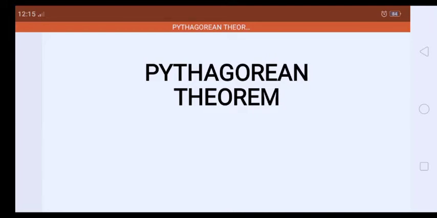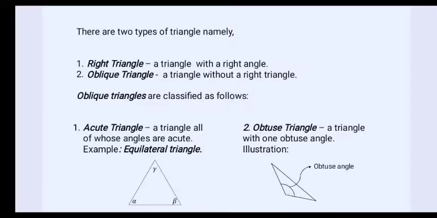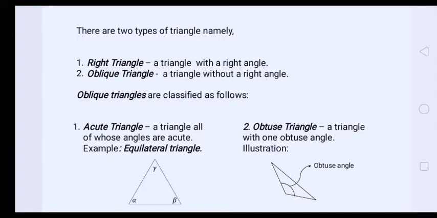Class, this time let us discuss the Pythagorean theorem. Let us first know the two types of triangle: right triangle and oblique triangle. A right triangle is a triangle with a right angle, or an angle that measures 90 degrees. An oblique triangle is a triangle without a right angle.